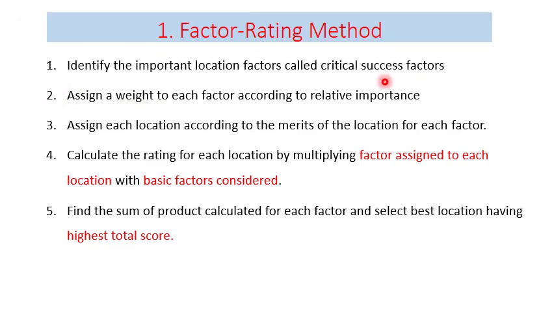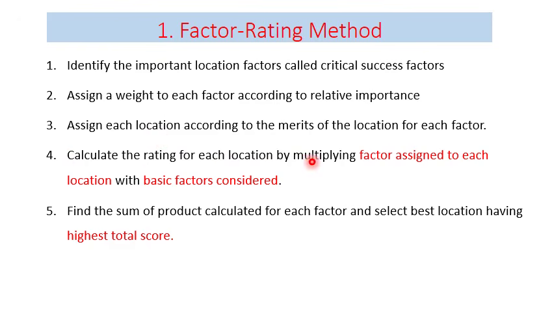After listing out all the critical success factors, the second step is to assign a weight to each critical success factor according to their relative importance. Based on their relative importance, we need to assign weights for those critical success factors that we mentioned in step 1. And the third step is to assign each location a score according to the merits of the location for each critical success factor. With regard to the critical success factor, we have to give a score for each location.